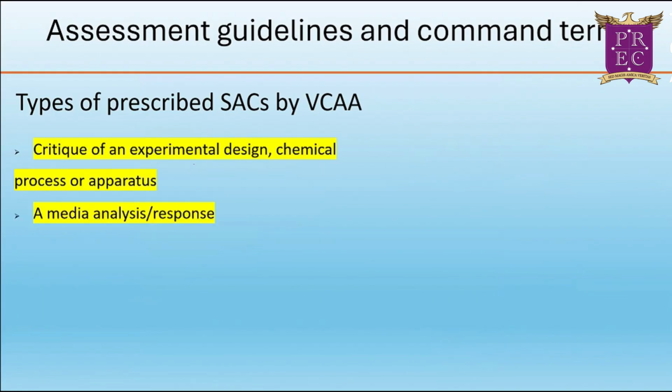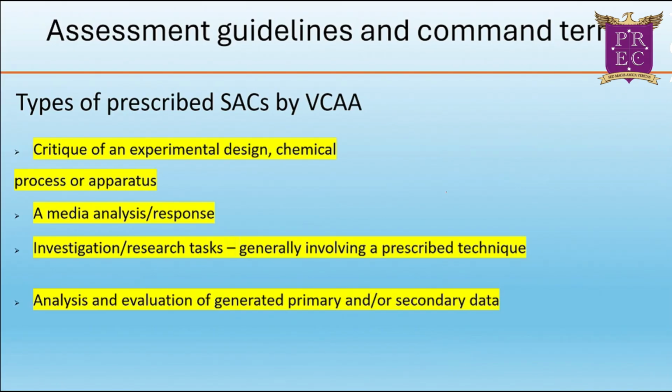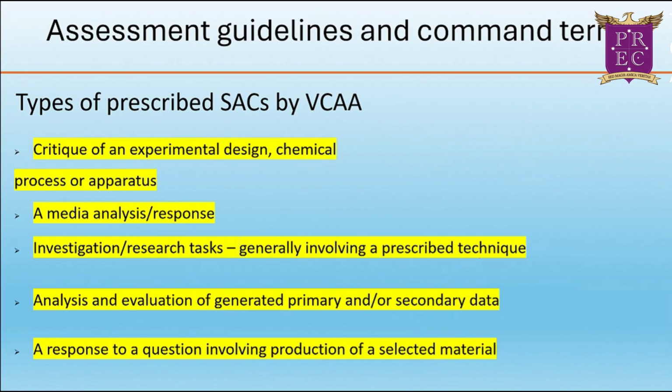These include critiquing an experimental design, producing a media analysis response, an investigation task, as I highlighted in the respective Area of Study 3s for both Unit 1 and Unit 2, and analysis and evaluation of primary or secondary data. This is generally the popular choice right now. Primary data involves students getting their own data, and secondary data would be provided to students beforehand. And another example is a response to a question which may involve the production of a selected material.